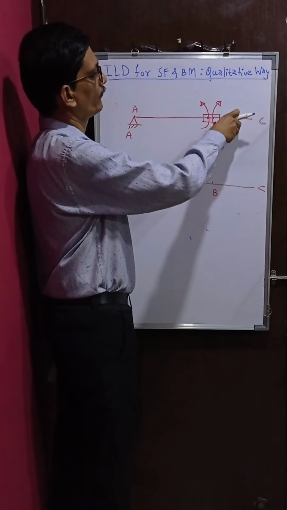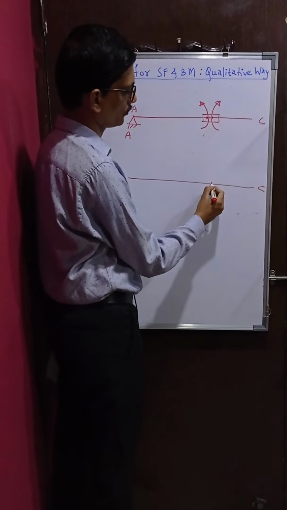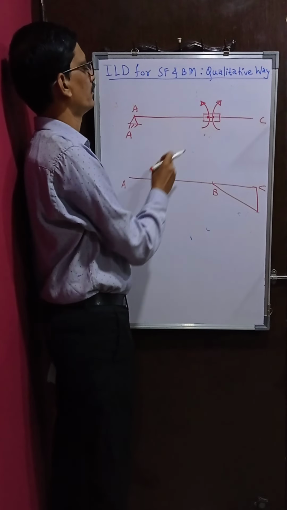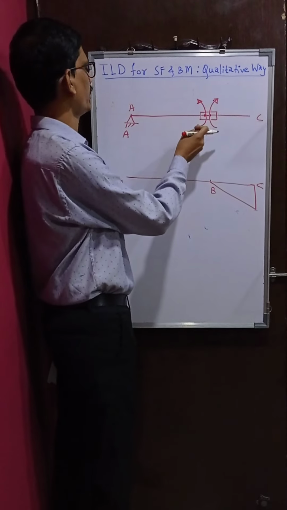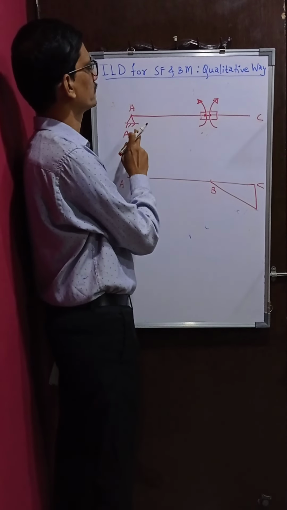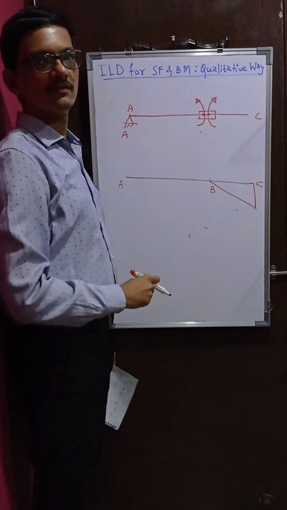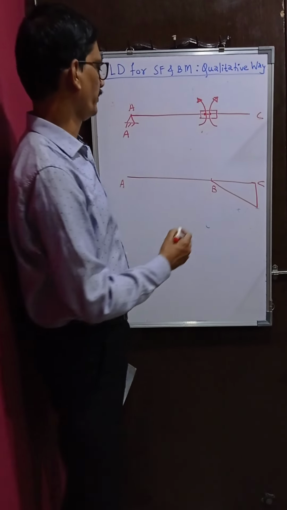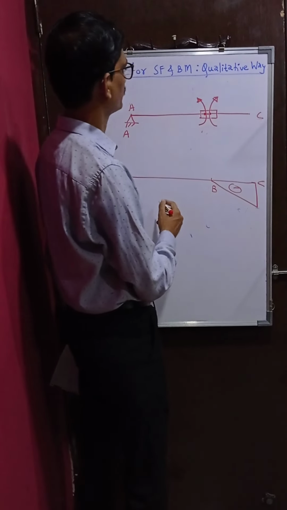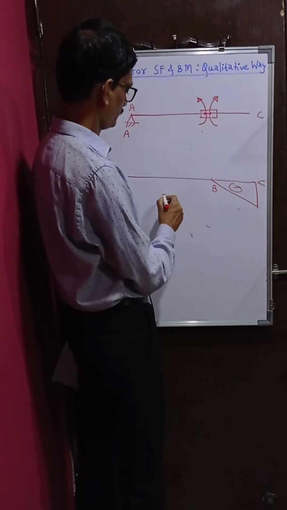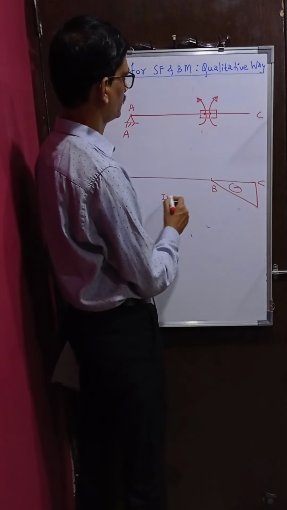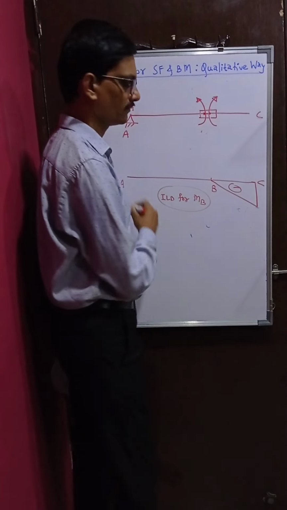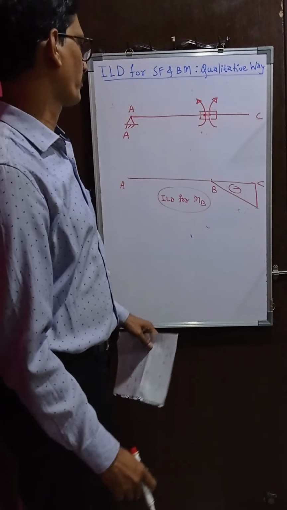Now if I rotate it like this, it will come down. Now I am rotating it like this, but it cannot go up because here there is a hinge end, and therefore the influence line diagram will be something like this. So it is ILD for MB. That is influence line diagram for bending moment at B.